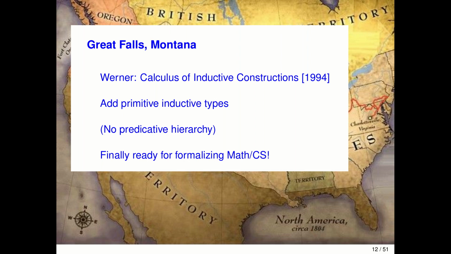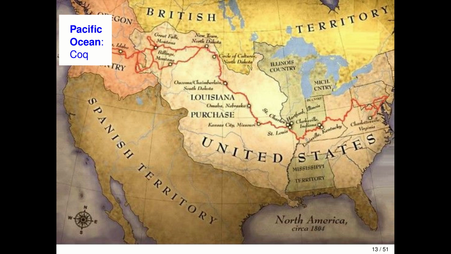So we add to CC primitive inductive types. So it actually doesn't directly build on ECC. Later, you know, Coquand sort of synthesized these together, so that we have the predicative hierarchy and primitive inductive types. But we are finally ready after some time, not very long in the global scheme of human civilization, but some decades, we're ready to formalize math and computer science in a constructive, predicative constructive type theory. And so there we are, we've reached the Pacific Ocean, which is Coq.